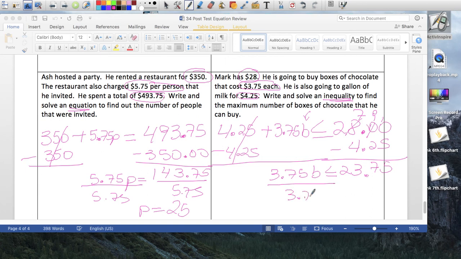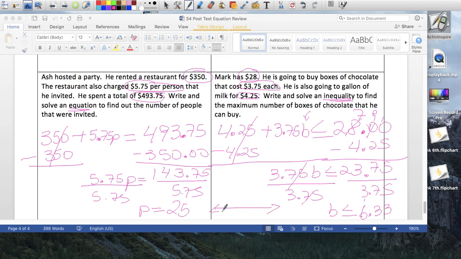Divide by 3.75, divide by 3.75, and chocolate is going to be, how many boxes can we buy? 23.75 divided by 3.75 equals 6.333333. So, how many boxes of chocolate can he buy? He can buy 6 boxes of chocolates. You can't buy 6.33 boxes. It's either 6 boxes, 5 boxes, 7 boxes. He can't buy 7 boxes, okay? But he can buy 6 boxes.